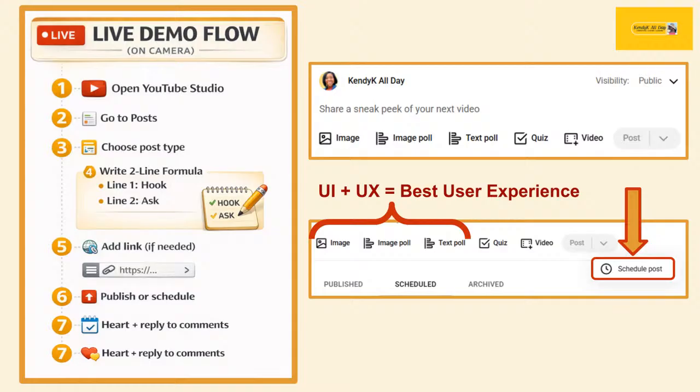So you've got your image poll, you've got your text poll, you can have quizzes, and you can have videos. I want you to lean into this slide, friends. Lean into this slide. Look at those that create the best user interface and the best user experience. It is these three: those that have an image with some text, an image poll, and a text poll.